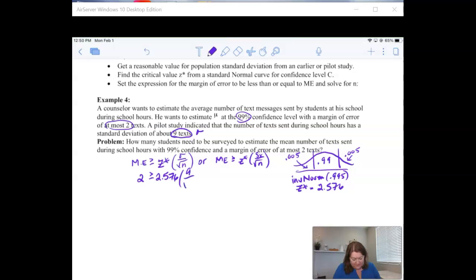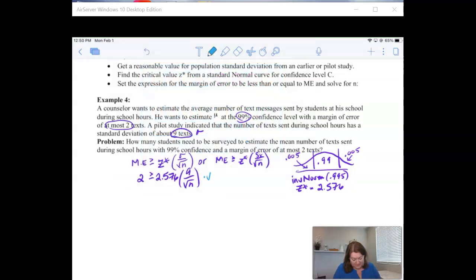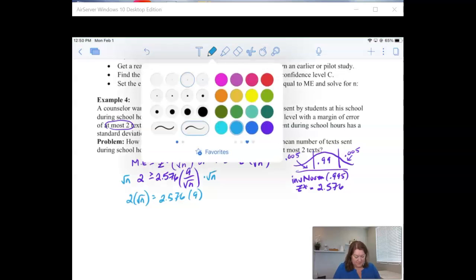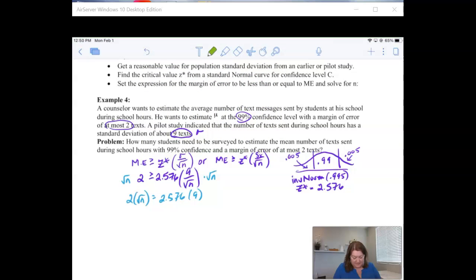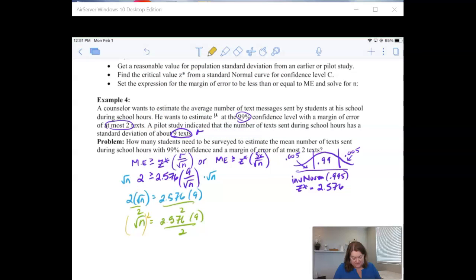And then we're going to have a 9 over square root of n. And now we just have this really big, ugly algebra problem of getting n by itself. The first thing I'm going to do is multiply both sides by square root of n. That's going to give me 2 times square root of n equals 2.576 times 9. Then the next step, what else could I do? If I want to get n by itself, I divide by 2. So now I have square root of n equals 2.576 times 9 all over 2. And lastly, if I want to get rid of the square root, I square both sides.